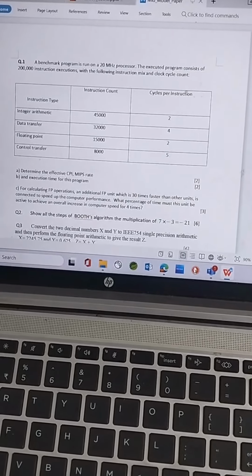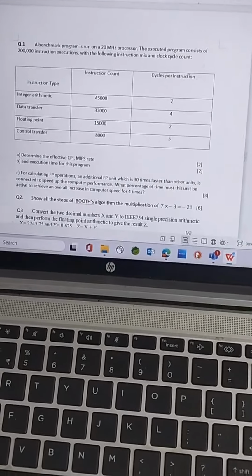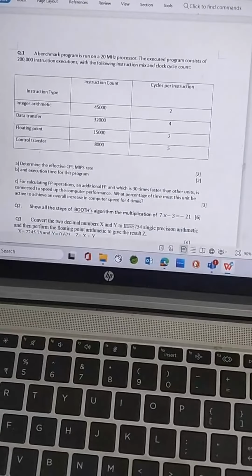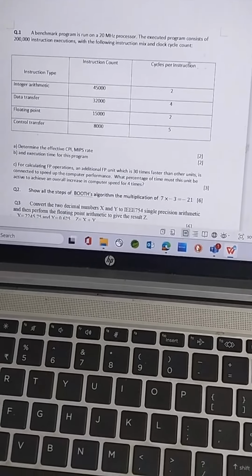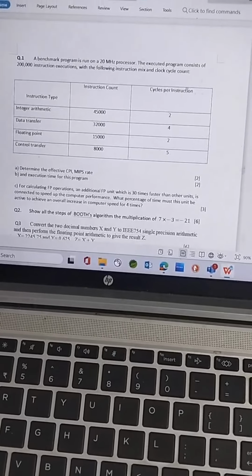So let me explain the answer for this question. First of all, after reading the question, you need to write what are the given terms. Okay. So what are the given terms here? Let me show this now.